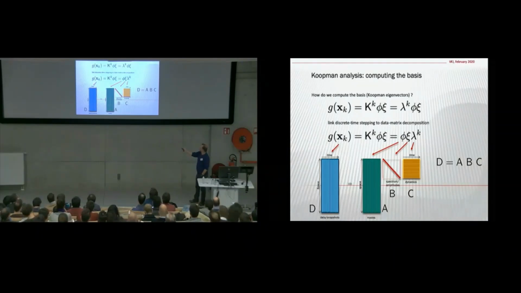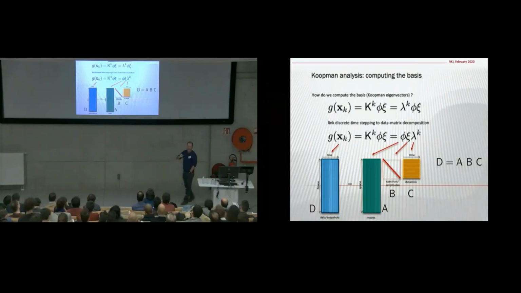The middle one are coefficients. That one is my spectrum or the amplitudes. And this part here, lambda to the k, is doing my time evolution. It's exactly the same thing that we did with the POD before the coffee break. Okay, so now a Koopman decomposition of observables is nothing more than a data decomposition of a data matrix.